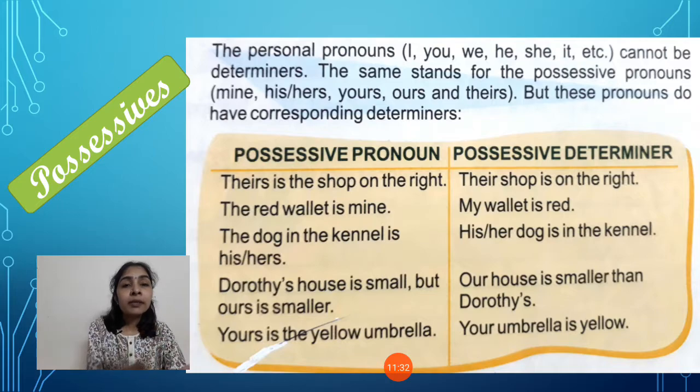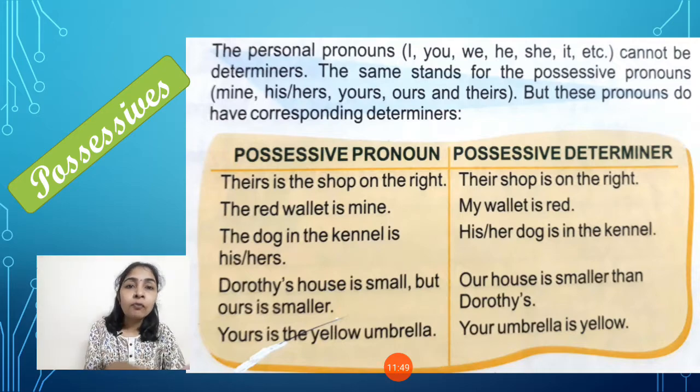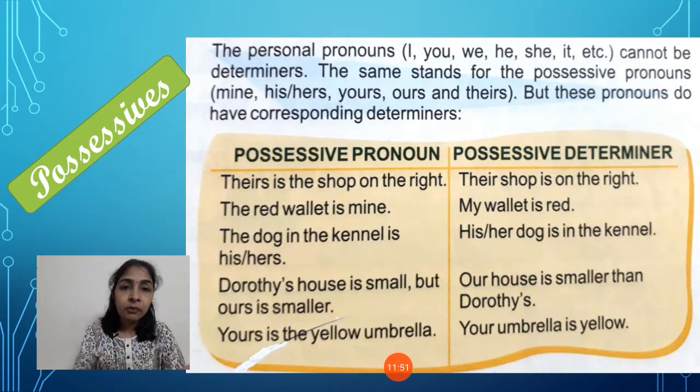Similarly, in the next example, "the red wallet is mine," I am saying that the red wallet is mine. I am just telling about the position of that wallet. But in the next, I say, "my wallet is red." That means I am determining my wallet: whichever wallets are lying here, among them my wallet is red. So I am determining the quality of my noun, pointing out the thing.